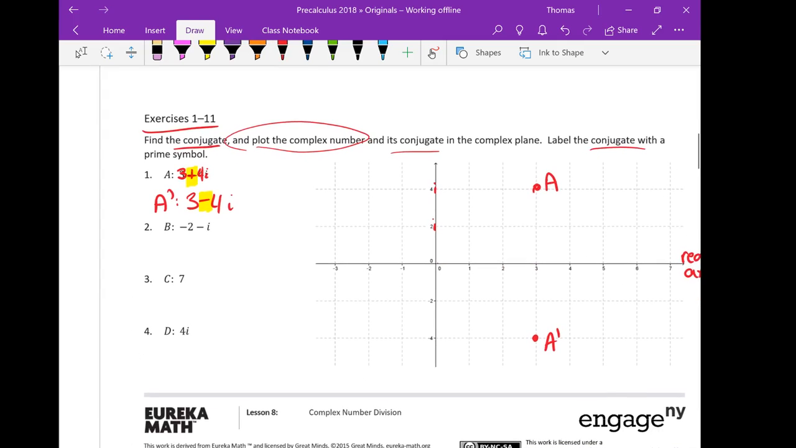So go ahead and take a couple seconds, pause the video, calculate each of the conjugates of these next numbers, and then in the next video we'll review what happens in our graph when we take the conjugate of our points.